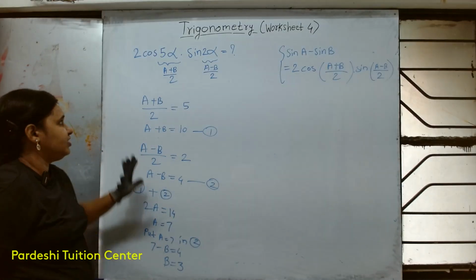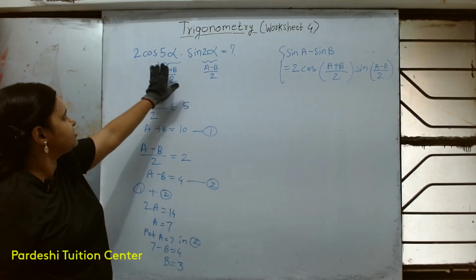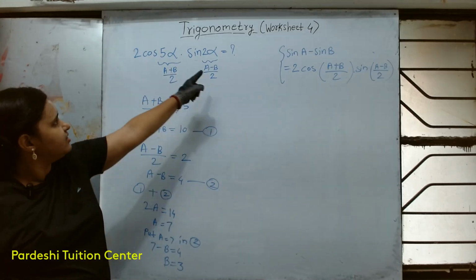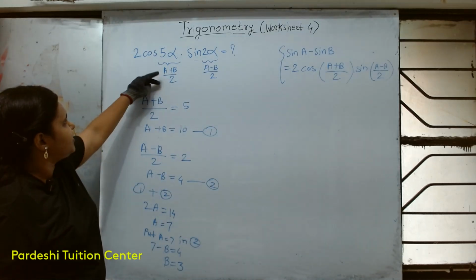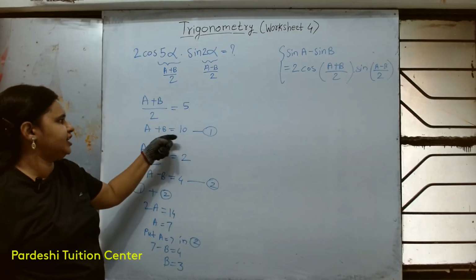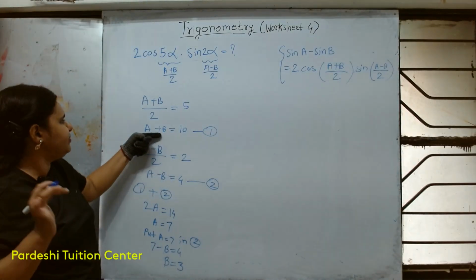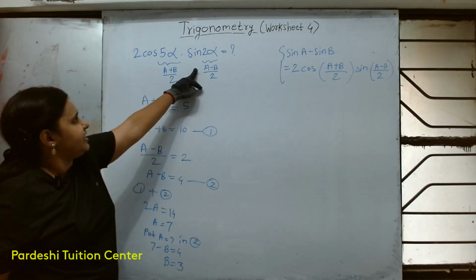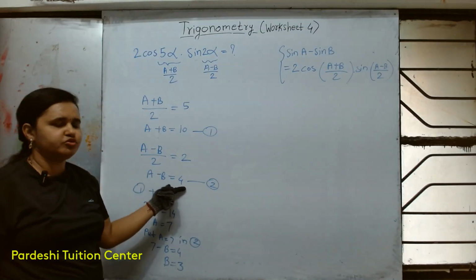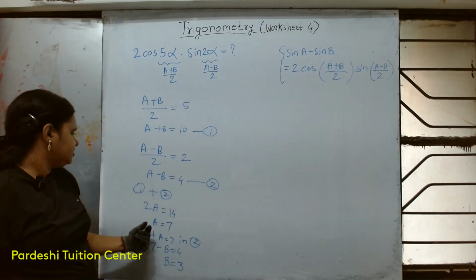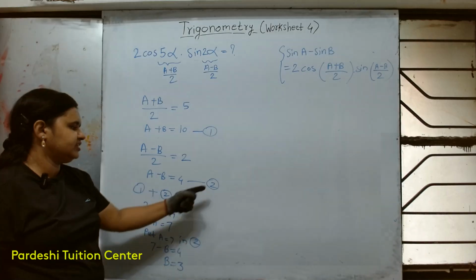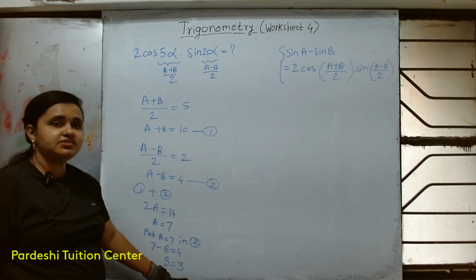Okay. We have just compared the 2 cos 5 alpha sin 2 alpha with 2 cos (A plus B) by 2 sin (A minus B) by 2. So (A plus B) by 2 we have taken as 5. So we have got the equation A plus B equals 10 and (A minus B) by 2 equals 2. So we have got the equation A minus B equals 4. By adding equation 1 and 2, we have found the value of A is 7, and by putting A equals 7 in equation 2, the value of B is 3.